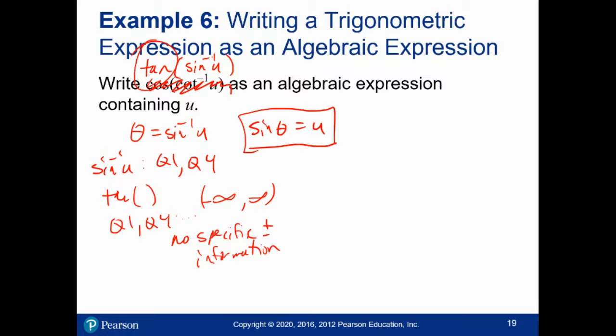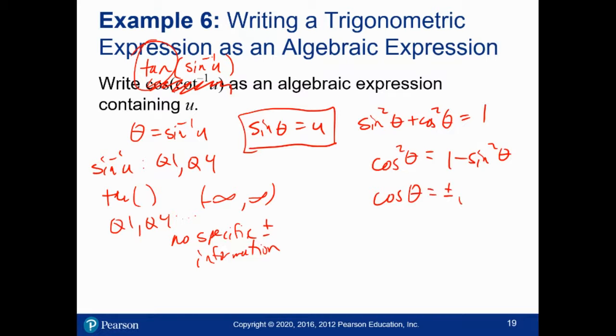So we've got sine of theta is equal to u. Okay, and what we know is sine squared theta plus cos squared theta is equal to 1. From which I get cos squared theta is equal to 1 minus sine squared theta. And we can do this. We can say cosine of theta is plus or minus the square root of 1 minus sine squared theta. And I don't know what's going to be important yet. I can't nail it down based on the information we have.